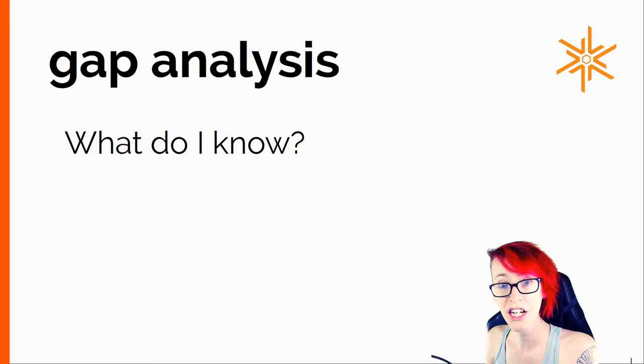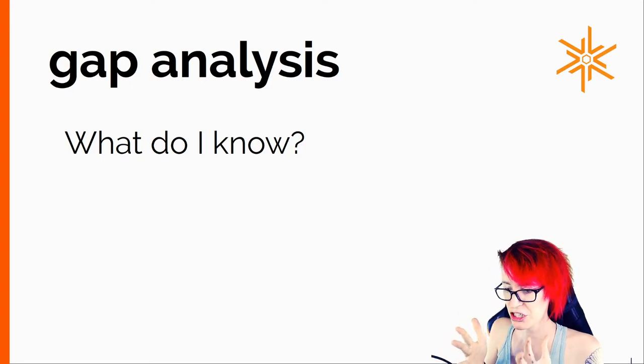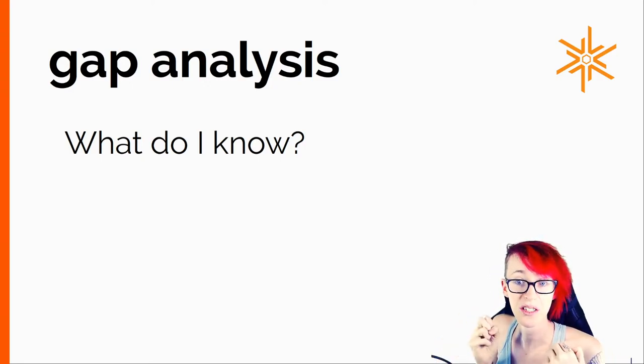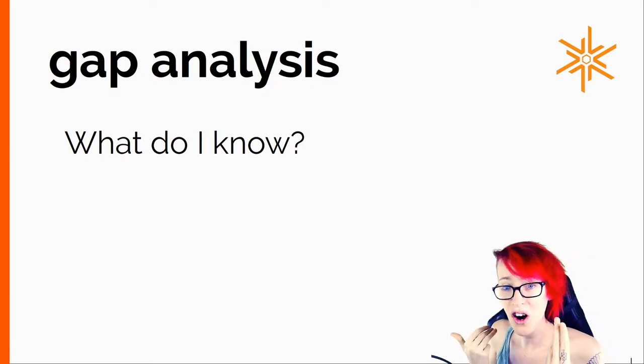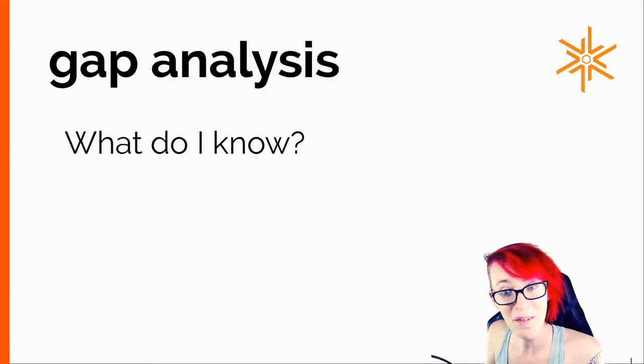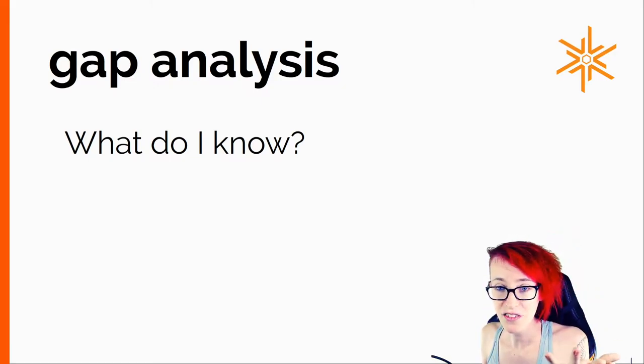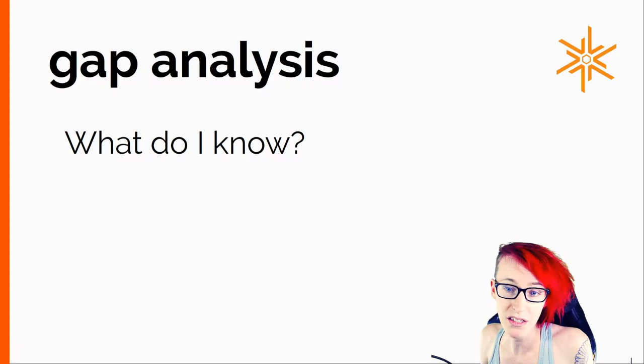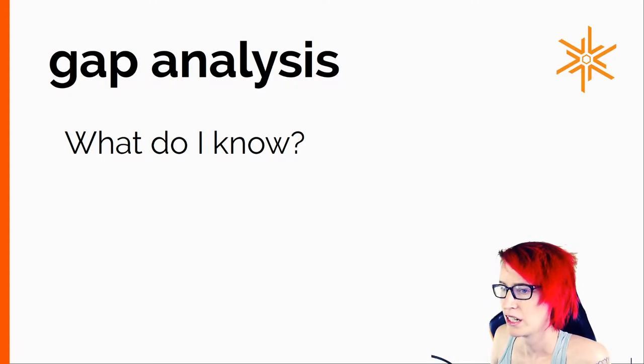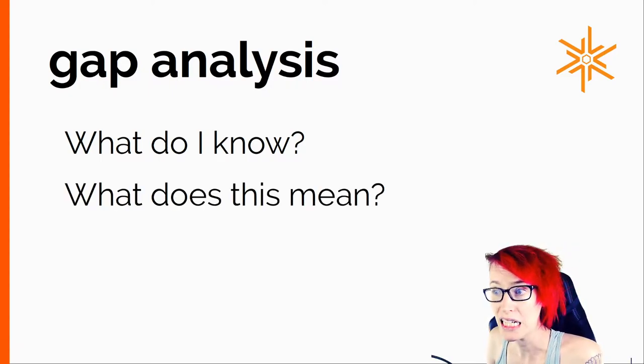We start with, what do I know? We're going to classify the information that I have. Is it just someone's name? If all I have is the name, at least I have something. Classify all the information you know about this person or business or whatever it is you're trying to research.